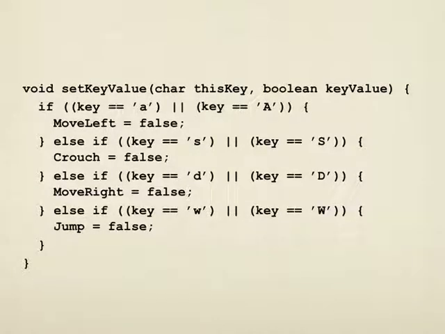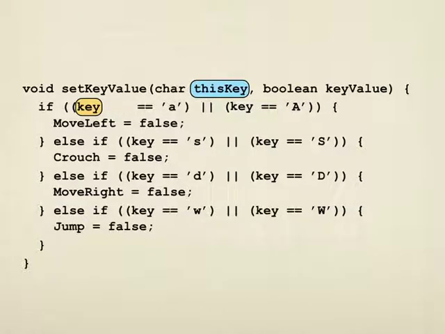Let's take a look at the first instance of key. When this was key released, that referred to the global variable that was just released. But as far as our new routine, set key value, is concerned, it's not testing against the global, it's testing against the character that we passed in as an argument.